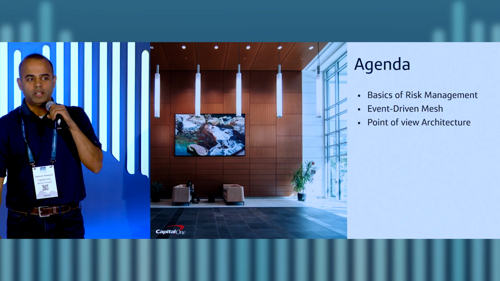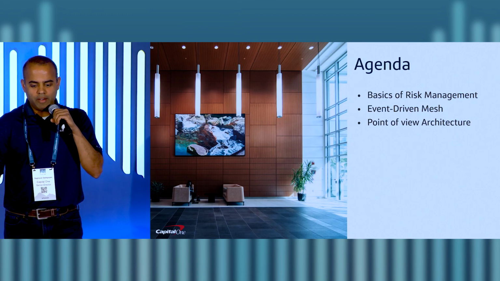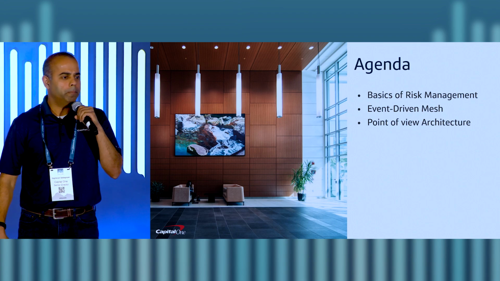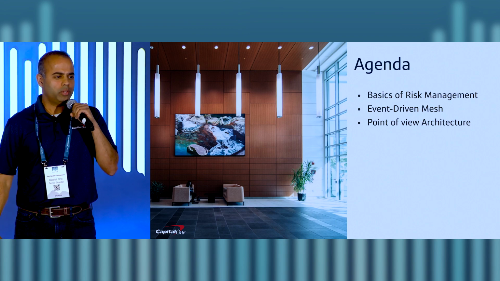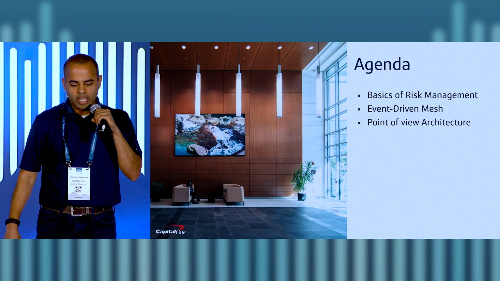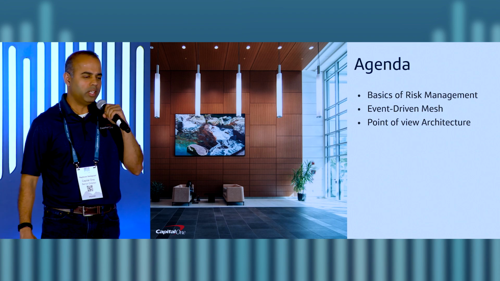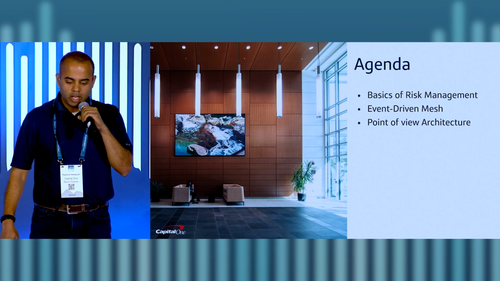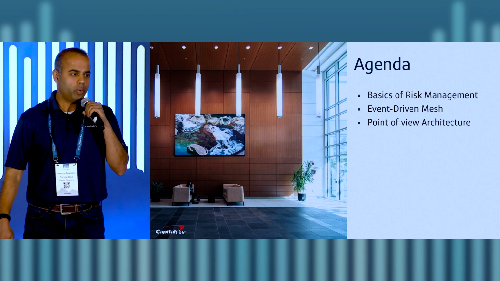With that, today's agenda, we're going to cover three things. One, start with some basics of risk management. Given that I lead the architecture function for risk management, I want to set the context. Give you some case in hand to think through. And then we'll dive a bit about event-driven mesh, what this concept is, how are we thinking to leverage it for risk management. And post which we'll have a point of view on architecture, how can we use technology to make things happen.